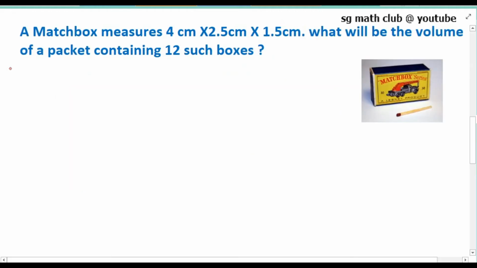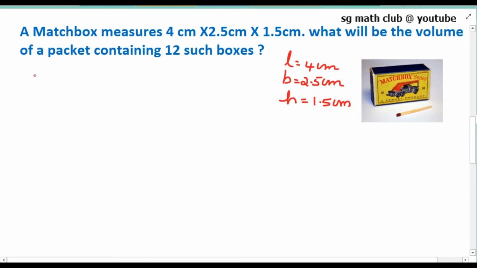So now we will be doing some examples regarding this volume of cube and cuboid. First question is, a matchbox measures 4 cm into 2.5 cm into 1.5 cm high. What will be the volume of the packet containing 12 such boxes? So length of the matchbox is 4 cm, breadth is 2.5 cm and height is 1.5 centimeter, and matchbox is in the shape of a cuboid.